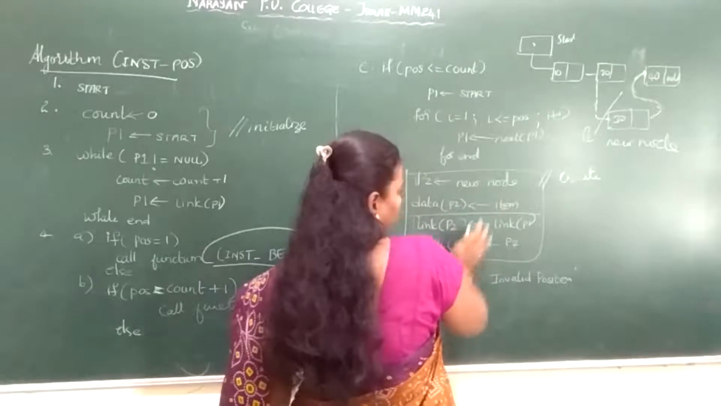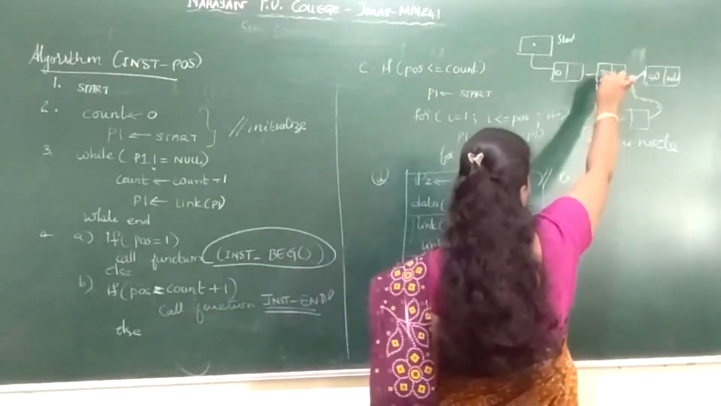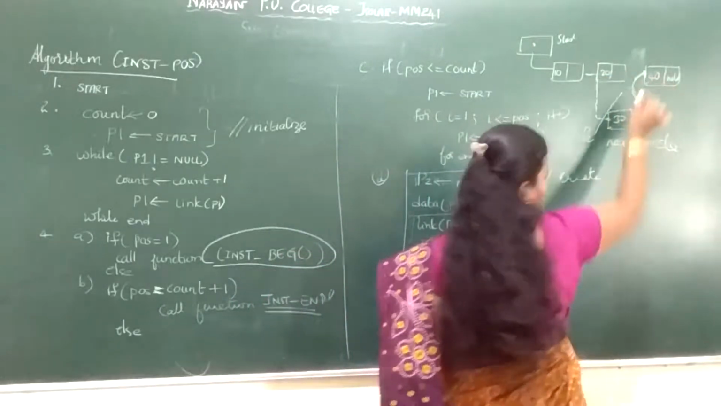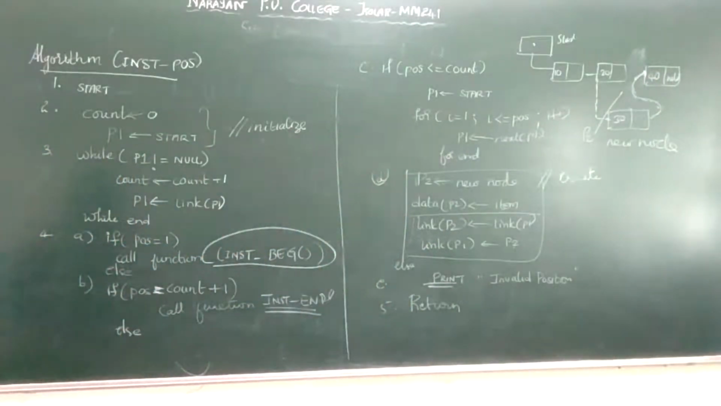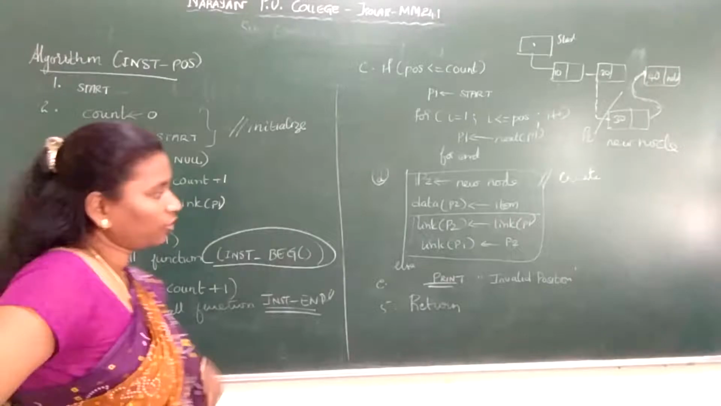So I created the node, that node's link. Now this P1's link I will give it to P2, P2's link I will give it to the last node. Okay. So this is how the algorithm works. Okay. So next, this is about inserting an element.